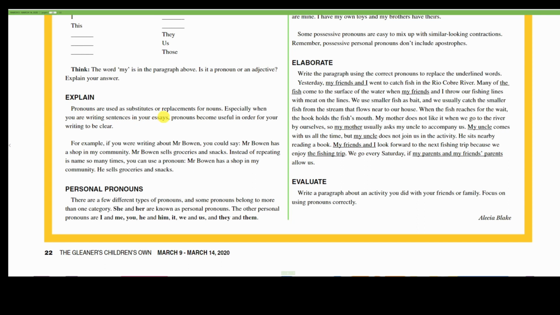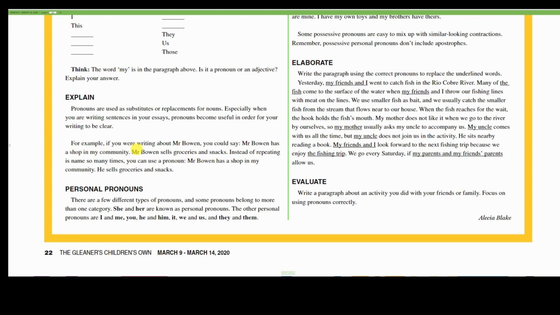Now it says explain here. Pronouns are used as substitutes or replacements for nouns, especially when you are writing sentences in your essays. Pronouns become useful in order for your writing to be clear. For example, if you were writing about Mr. Brown, you could say, Mr. Brown has a shop in my community. Mr. Brown sells groceries and snacks.